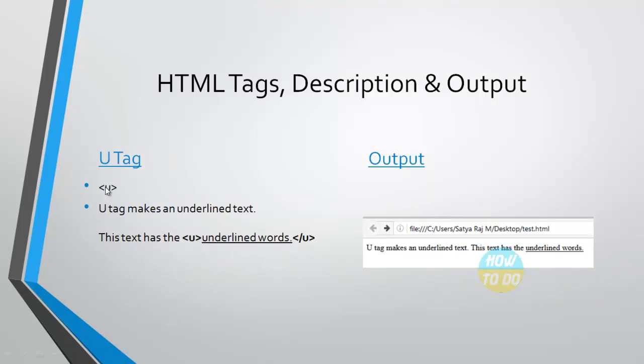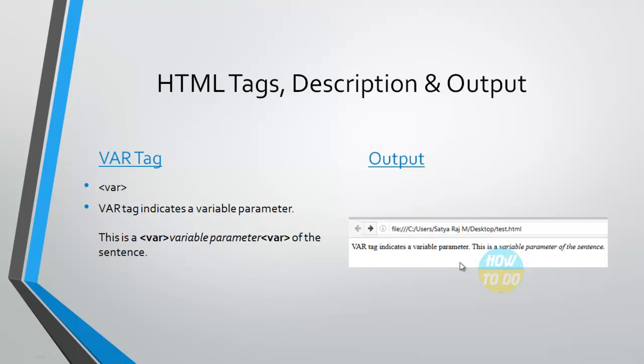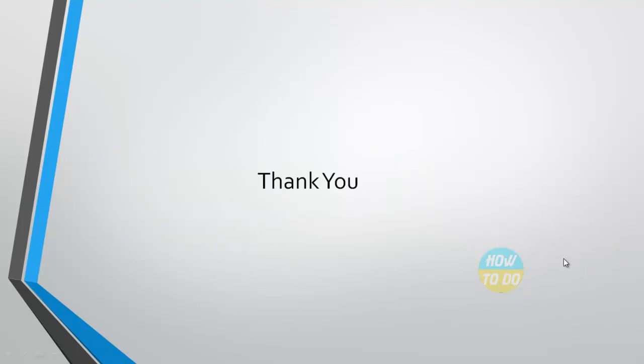Next comes the U tag. The U tag makes an underlined text. By using this U tag you will be able to get the output in this way wherein you can get the text underlined. Next comes the UL tag. The UL tag defines an unordered list of items. This is the syntax and this will be the output for the same. Next comes the var tag. The var tag indicates a variable parameter. This is a variable parameter of a sentence and this will be the output for the same.